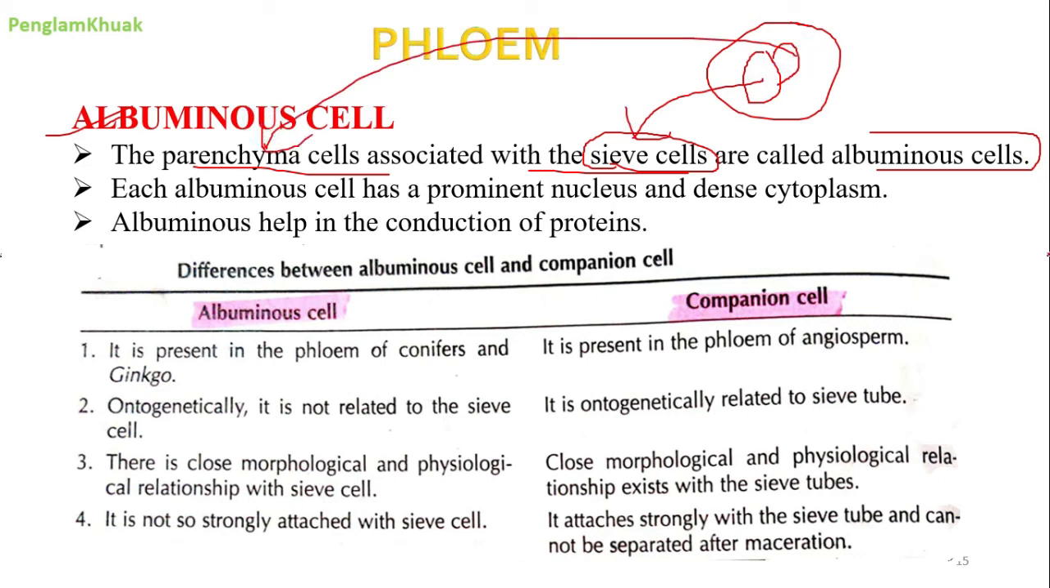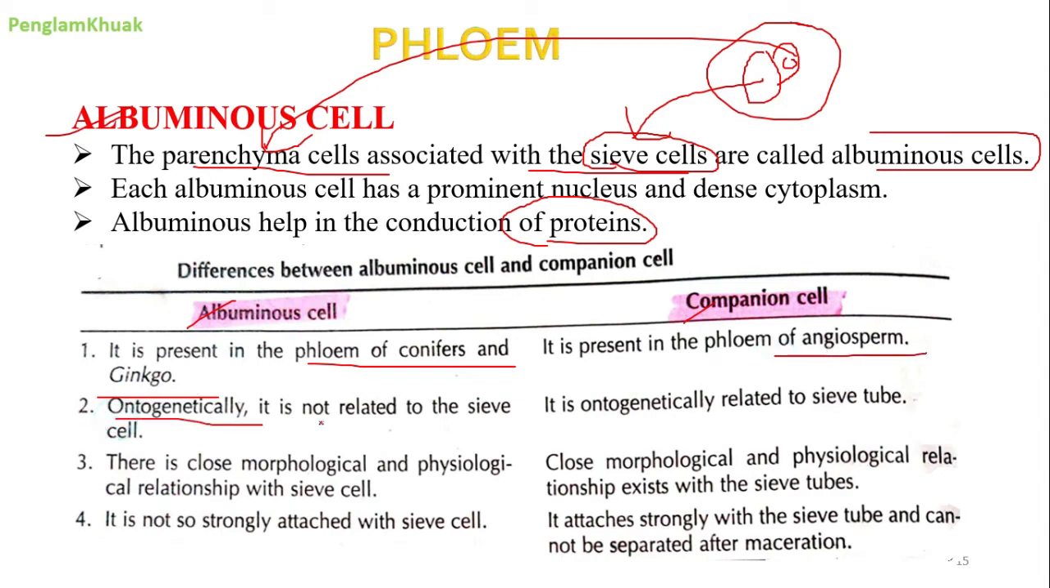And these albuminous cells have a prominent nucleus. The nucleus will be present, and they have dense cytoplasm. Albuminous cells help in transport and conduction of protein, but the companion cells or sieve tubes help in transport of glucose. Let's differentiate between albuminous cells and companion cells. These albuminous cells are present in the phloem of coniferous higher plants and Ginkgo biloba plants. But companion cells are present only in angiospermic plants.